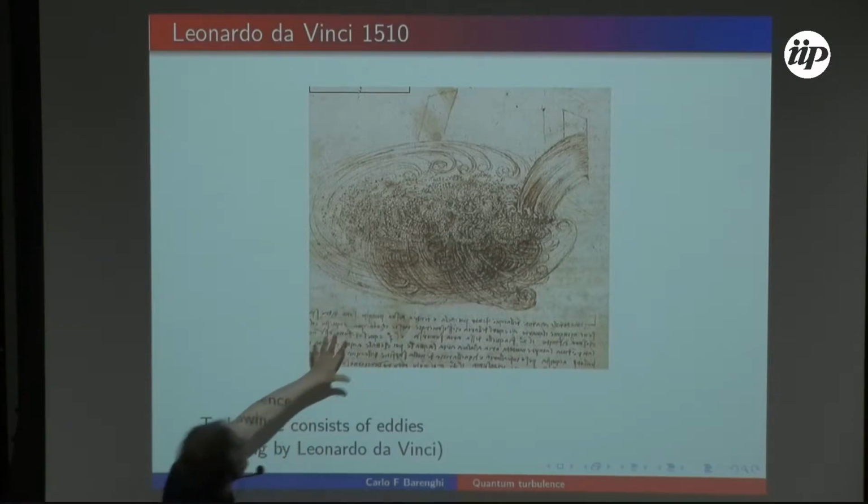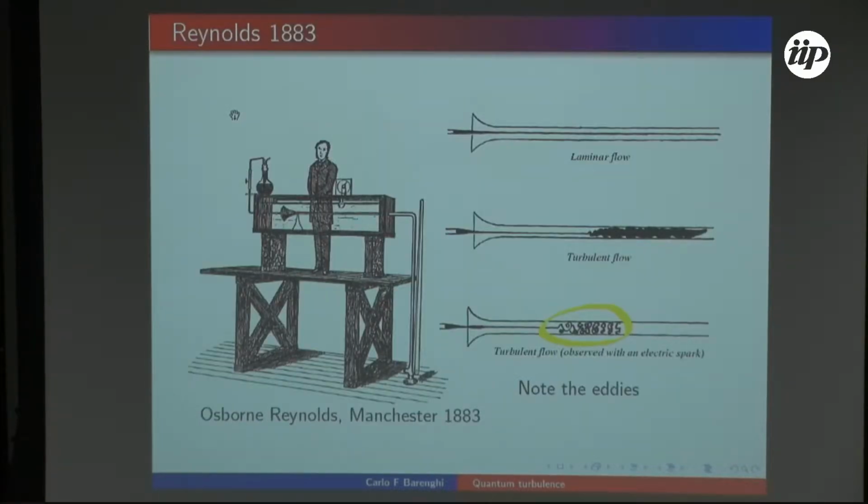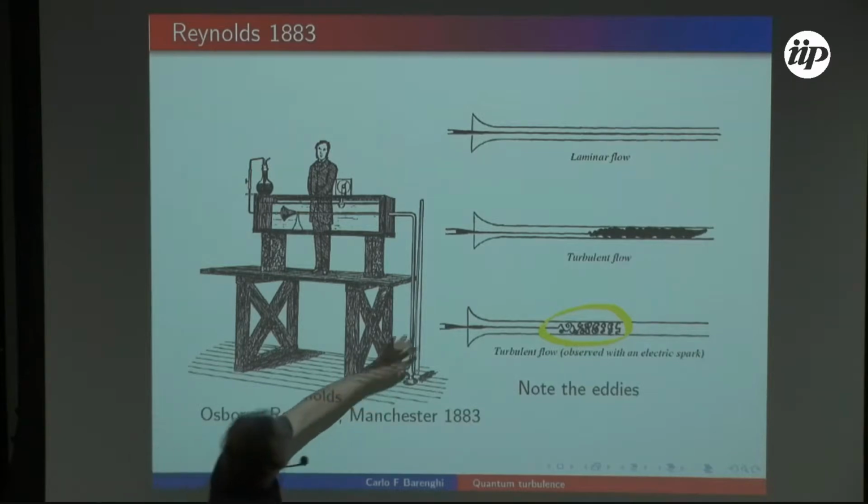So he represented the disorder essentially by eddies. So the next step in this history is a jump of 3-4 centuries. So we go to Manchester in the late 1800s, Osborne Reynolds, famous for the Reynolds number, and his experiment, which was a long glass pipe. So he pushed flow along the pipe, and he visualized the flow using some ink.